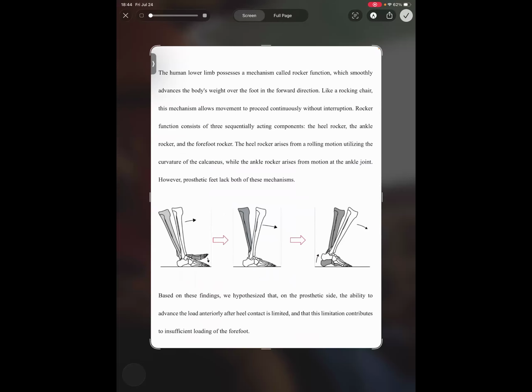This finding supports the notion that trans-tibial amputees exhibit insufficient loading of the forefoot and consequently insufficient forefoot deflection. Deflection, angular deflection. And deflection being the angle, right? Yes. Great. So distance and deflection. It wasn't rotation, it's deflection. Thank you.